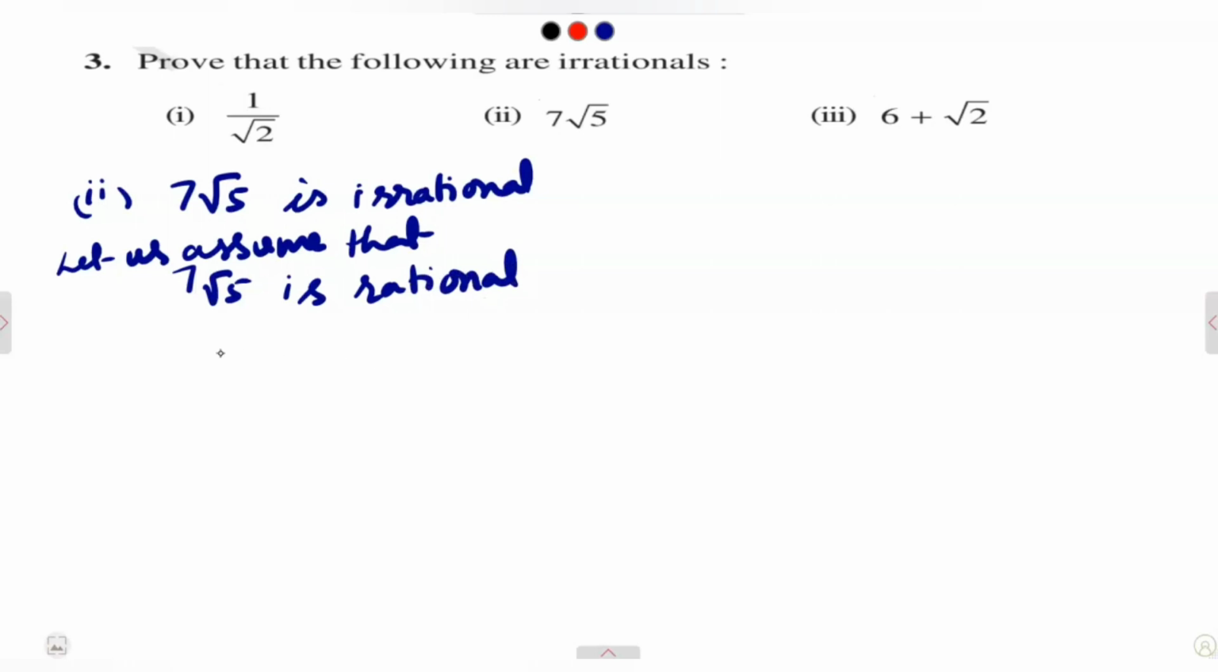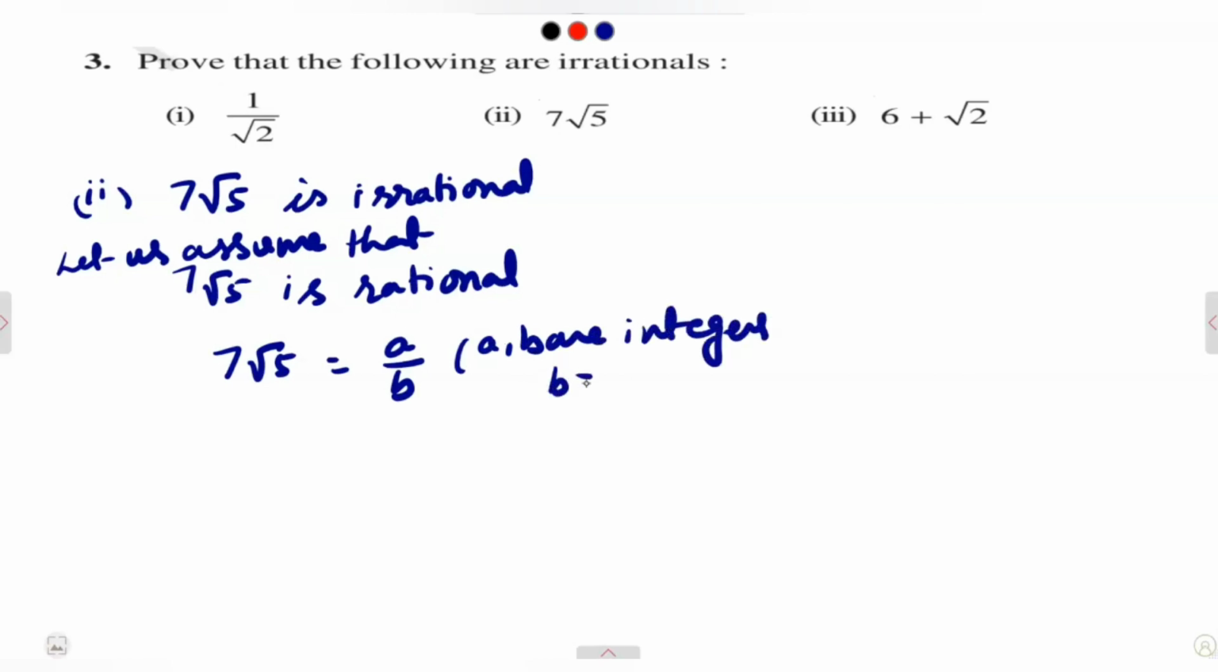So if it is a rational number, it can be expressed in the form of a by b according to the rational number definition. So 7 root 5 can be expressed in the form of a by b, where a and b are integers and b not equal to 0. This is the definition of a rational number.